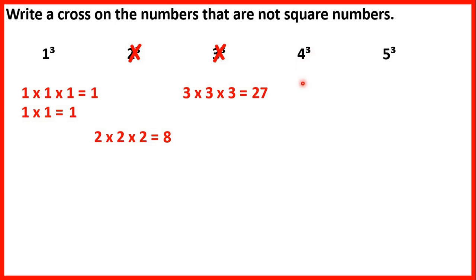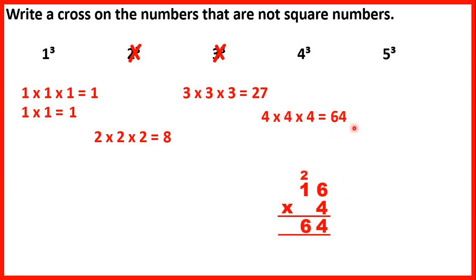Now 4 cubed means 4 times 4 times 4. 4 times 4 is 16, and then 16 times 4 is 64. And 64 is a square number as well. That's because 8 times 8 is 64. So when you multiply 8 by itself, you get 64, which means that 64 is a square number as well as a cube number. So we don't want to put a cross on 4 cubed.